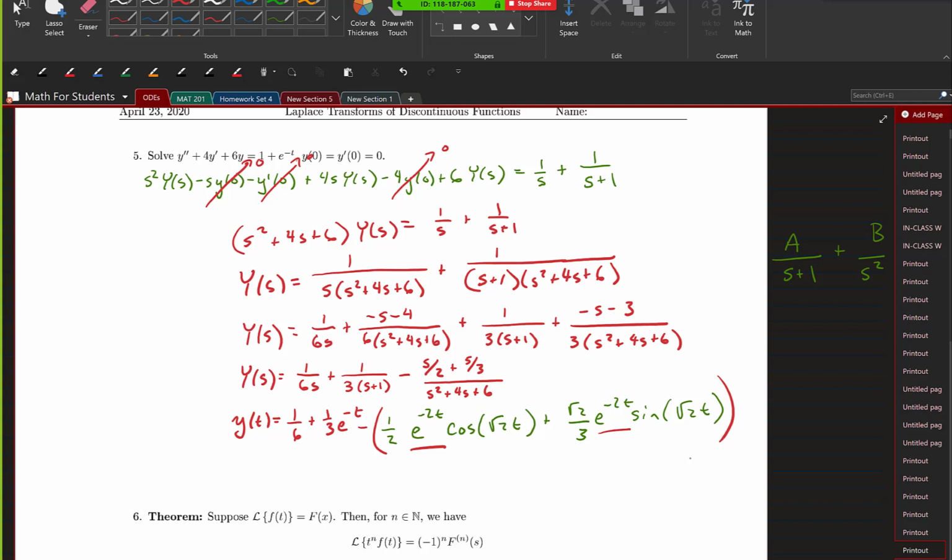Now, I don't know whether this procedure has saved us any time. If we wanted to do this without using Laplace transforms, what we'd probably do is look at the characteristic equation of the left-hand side. We would solve the corresponding homogeneous equation, and then we would either use the method of undetermined coefficients or the method of variation of parameters to come up with a particular solution, and then we would combine those two components together.